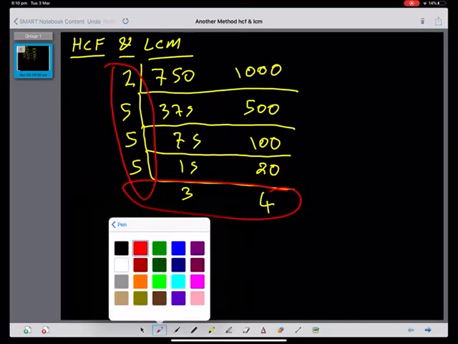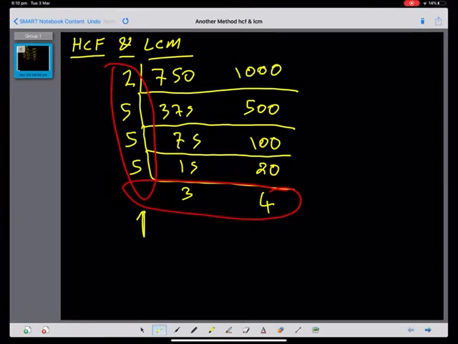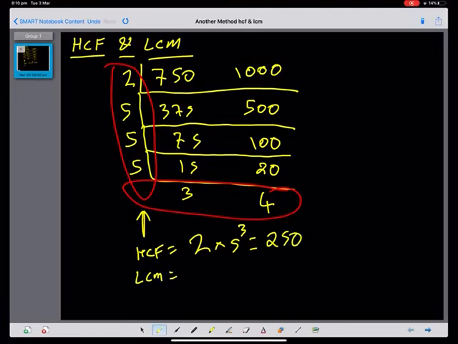Okay, so the highest common factor is 2 times 5 cubed. So we got 2 multiplied by 5 cubed is 250. We've got the lowest common multiple is 250 times 3 times 4, which is 3,000.